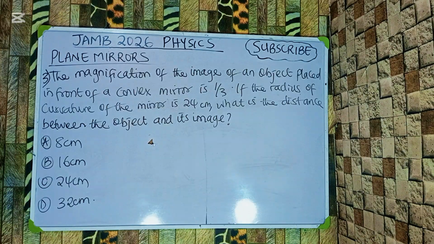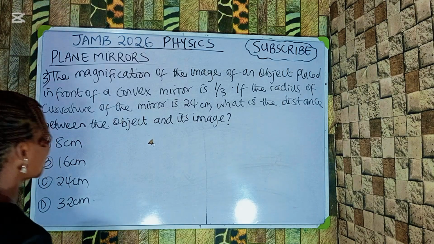Question 3. The magnification of the image of an object placed in front of a convex mirror is 1/3. If the radius of curvature of the mirror is 24 centimeters, what is the distance between the object and its image? We have the following options. So now let's get to work.